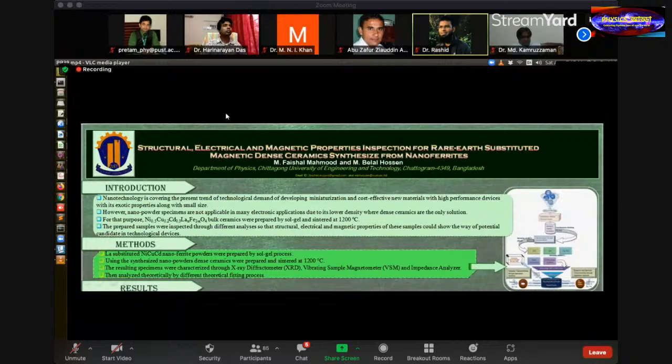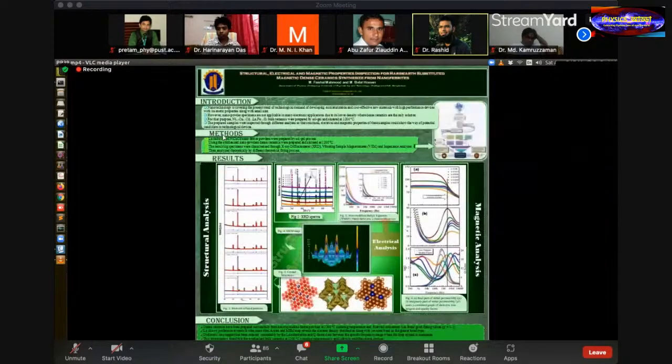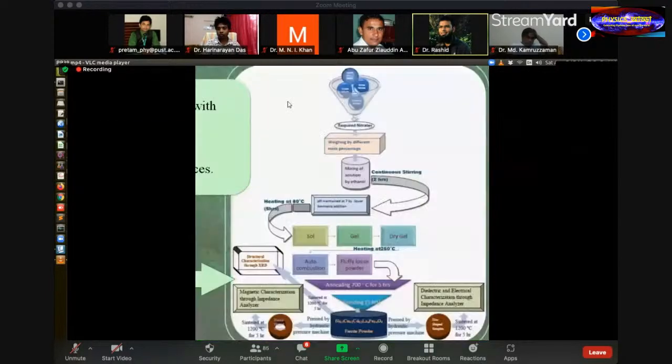We basically prepared dense ceramics due to the fact that powder samples are not applicable in many electronic applications, and we used the photosynthesis technique for our nanocrystalline ferrite synthesis. We have chosen this because it has a wide range of application advantages over other synthesis processes. The detailed procedure can be seen here.